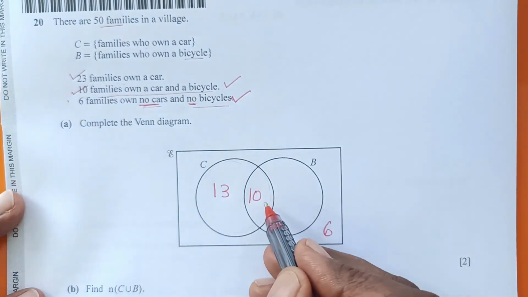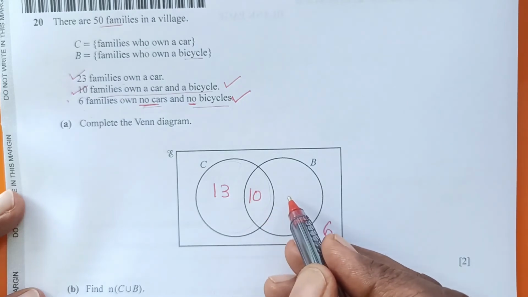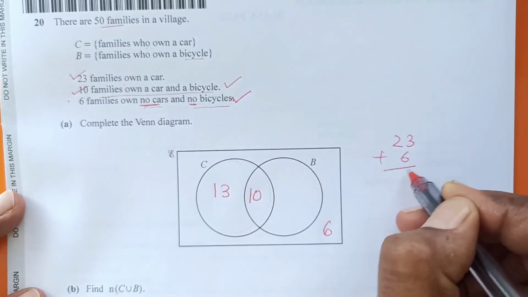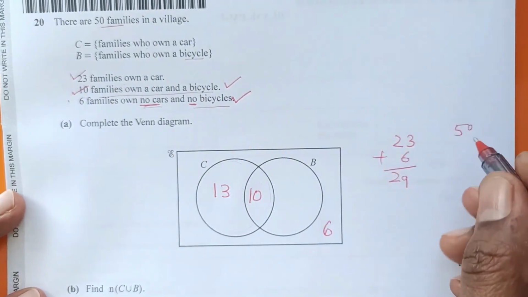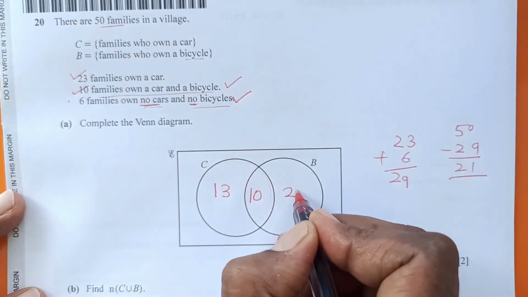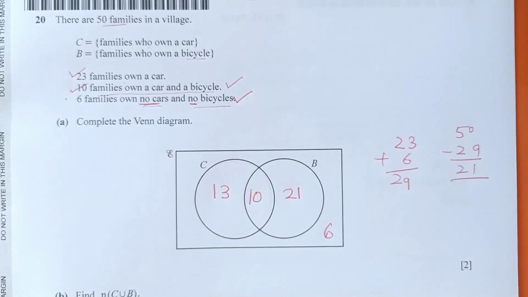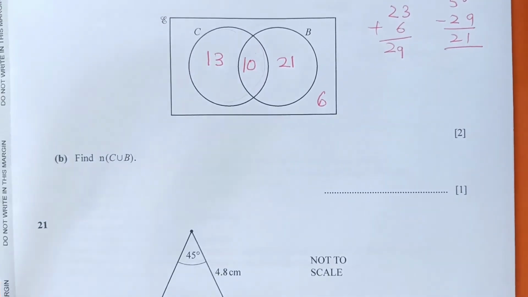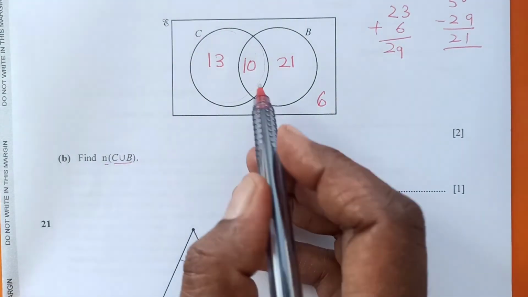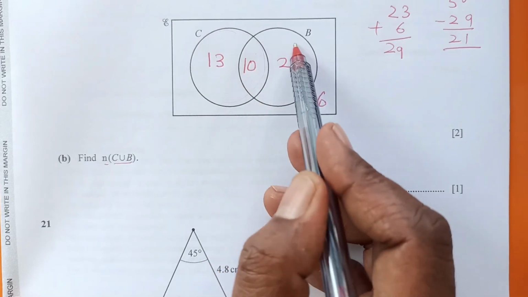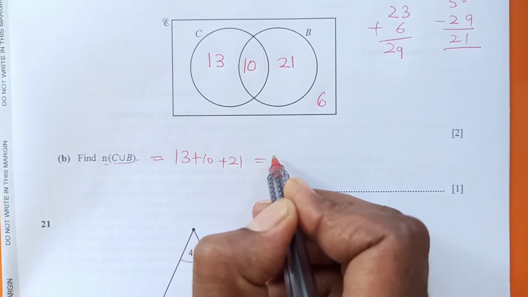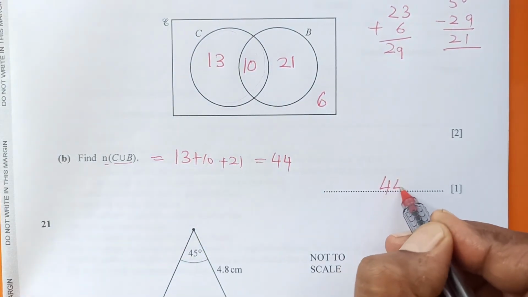So now in total, what do we have? This is 23 plus 6, which is 29. So 50 was the total number, minus 29, so it is 21. That means 21 will go here, right? Now find n of C union B. N means the number of elements in C union B. So we are looking for everything that is in C and B. So it's 13 plus 10 plus 21, which comes out to be 44.